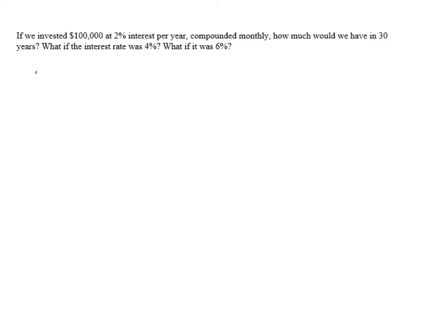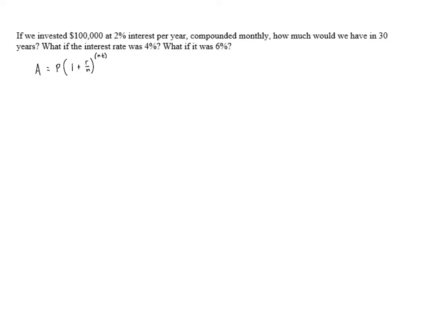So we know that the amount of money that we'll have is given by the principal times 1 plus r over n, the annual interest rate divided by the number of compounding periods per year, raised to the nt power, where n is the number of compounding periods per year, again, and t is the number of years.